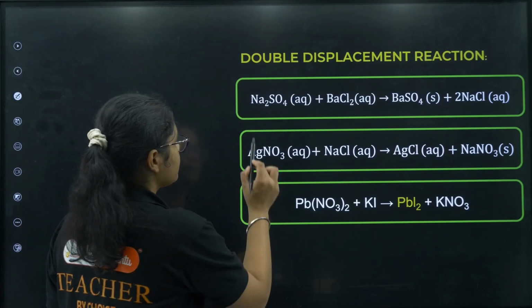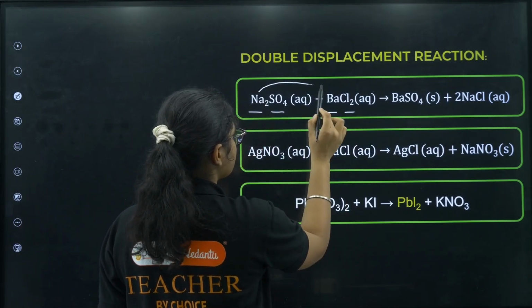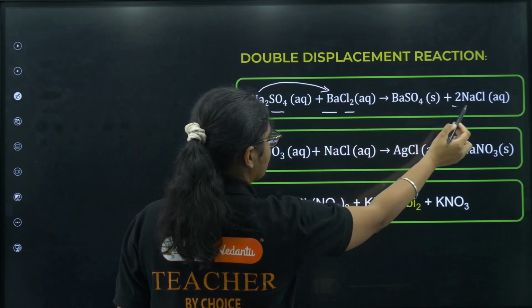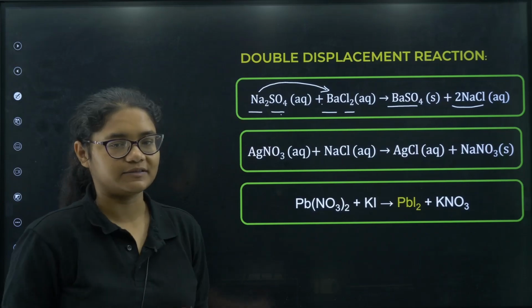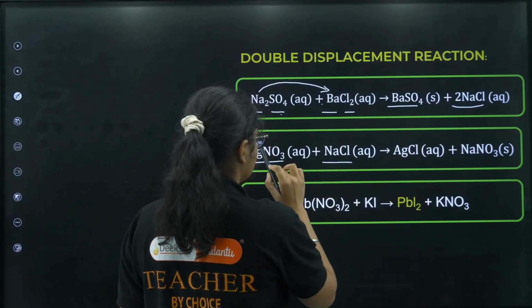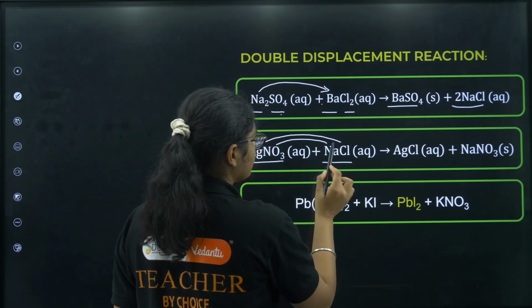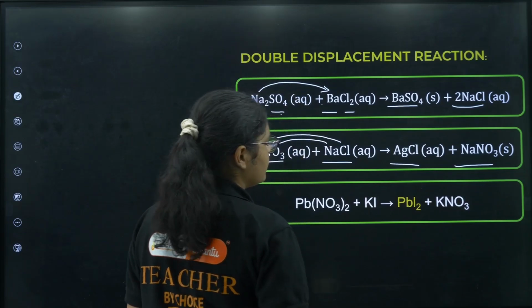Now, if you see Na2SO4 and BaCl2, what will happen? Na will replace Ba and Ba will replace Na. So, you will get NaCl and you will get BaSO4. That is a double displacement reaction. Similarly, if you see AgNO3 and NaCl, the Ag will go there and Na will come here. You will get AgCl and NaNO3.